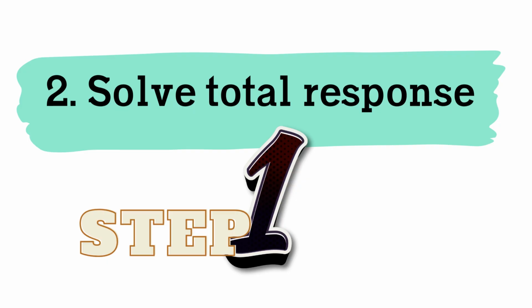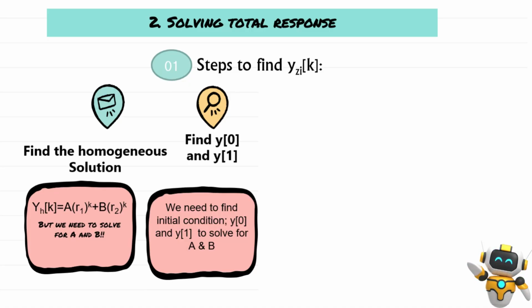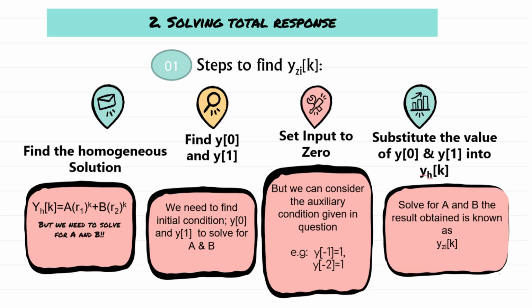Step 1. You need to find the zero input solution by finding the homogeneous solution. Then, find the initial conditions at time 0 and 1. After that, set the input to 0 and consider the auxiliary conditions as given in the question. Finally, substitute all the values of y[0] and y[1] into the homogeneous solution to solve for a and b.